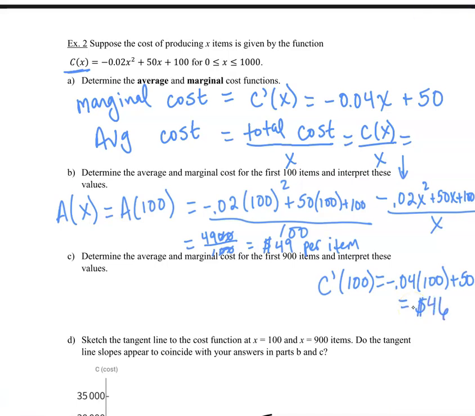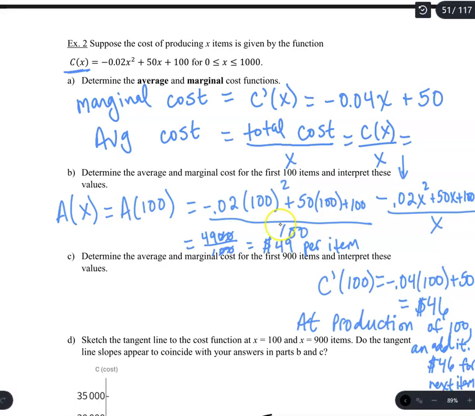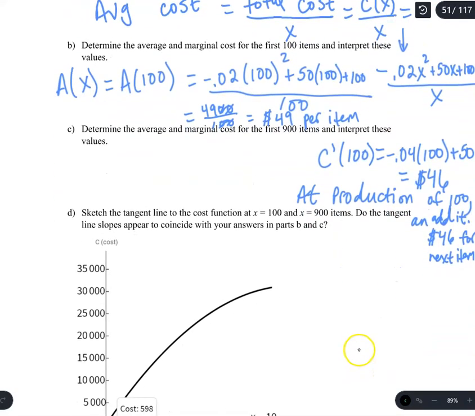So what is the difference? This means that if I'm at 100 items, in other words, if I have already produced 100 items, so at a production of 100 items, it will cost an additional $46 to produce the next item. And we'll do a little more practice with this in class, so we'll go over this again. But that's what marginal means, the cost to produce one additional item.